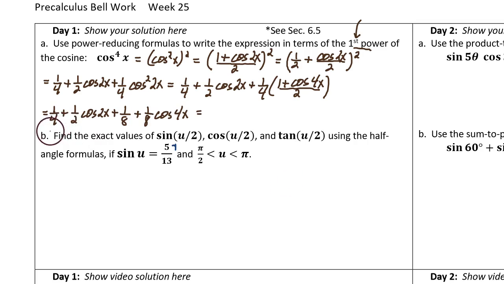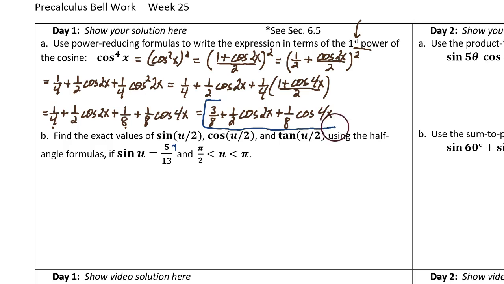And finally, I'm going to combine like terms, the constant term 1/4 and the constant term 1/8. Those can be added together. That makes 3/8. And then the plus 1/2 cosine 2x plus the 1/8 cosine 4x. So here is my final simplified answer.